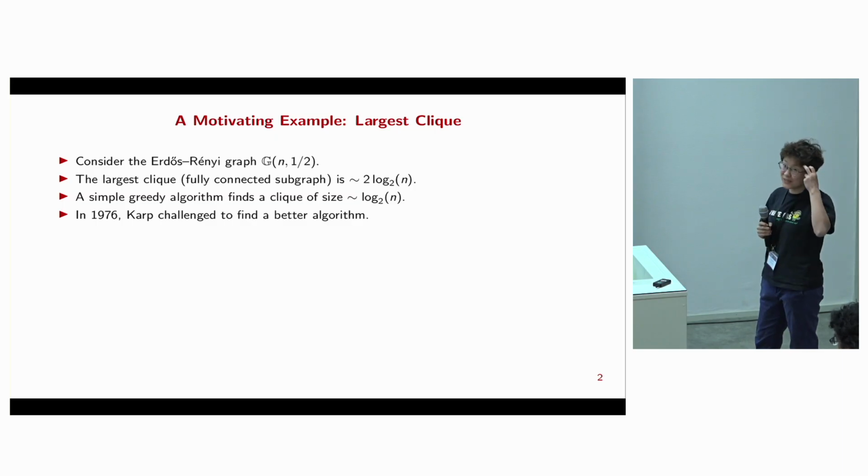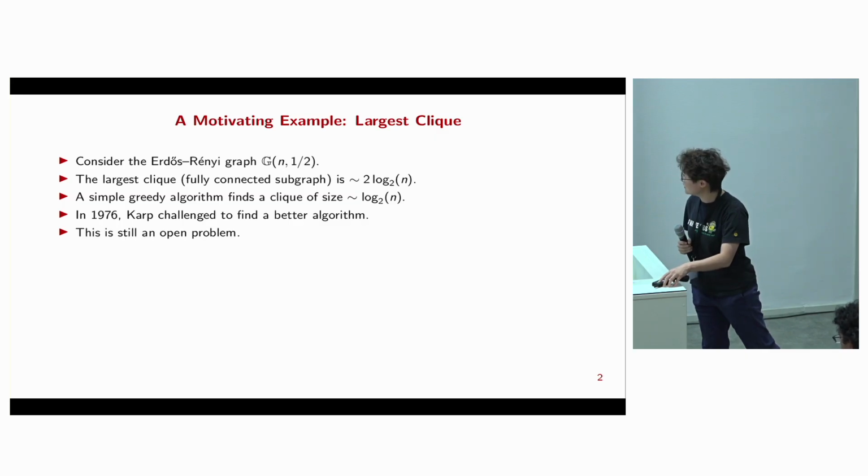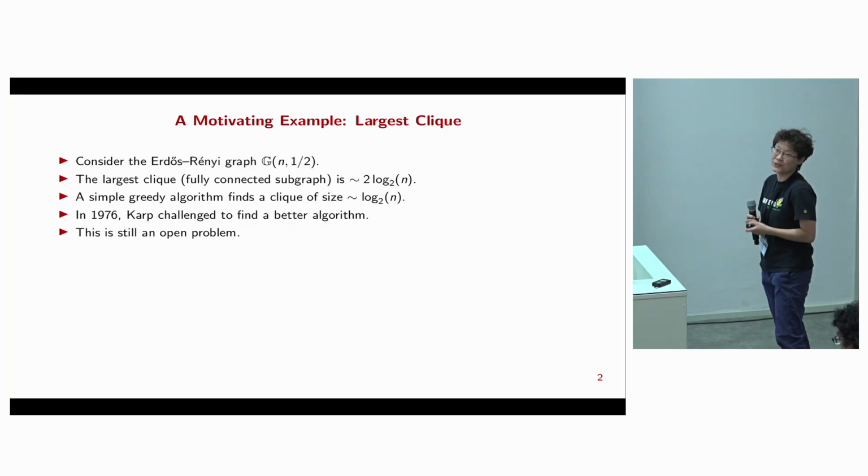And then because it's too simple, in 1976, Karp challenged to find a better algorithm. So is there a better polynomial time algorithm that can go beyond log n? This is still an open problem up to today. And people even start to think that maybe there's no polynomial time algorithm that can go beyond log n.